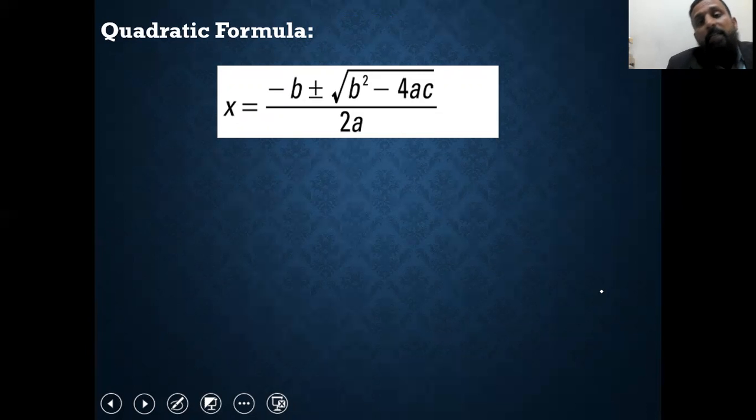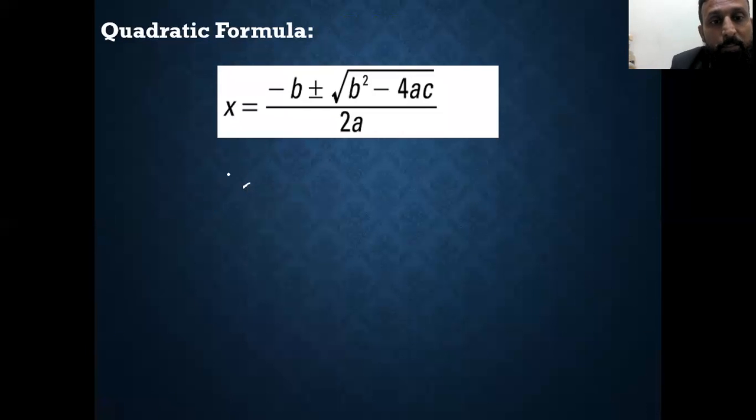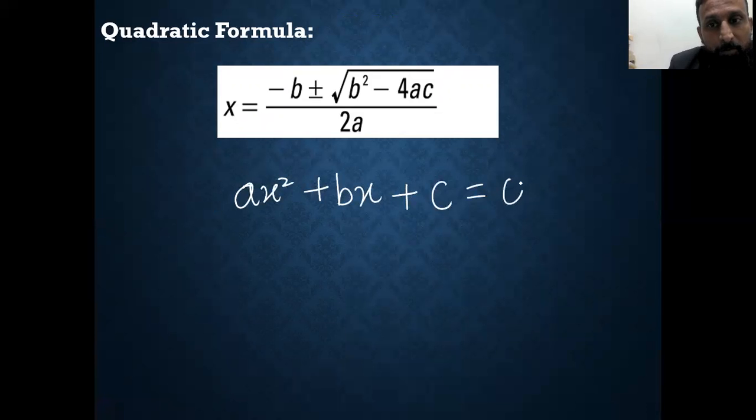So to understand this, we need to have the general form of a quadratic equation, that I can express as ax square plus bx plus c equals 0. This is the general form of the quadratic equation. Now we can see that ax square plus bx plus c equals 0.